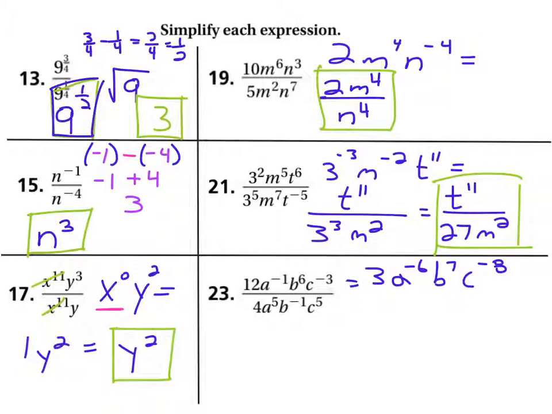And now we're going to simplify this. Okay? That equals, well, if we're going to have a fraction bar, something on the top, something on the bottom, you can see the 3 stays on top. The a to the negative 6 becomes a to the 6th on the bottom. B to the 7th stays on top. And c to the negative 8 comes to the bottom as c to the 8th. And that is it. That is simplified as far as it's going to go.